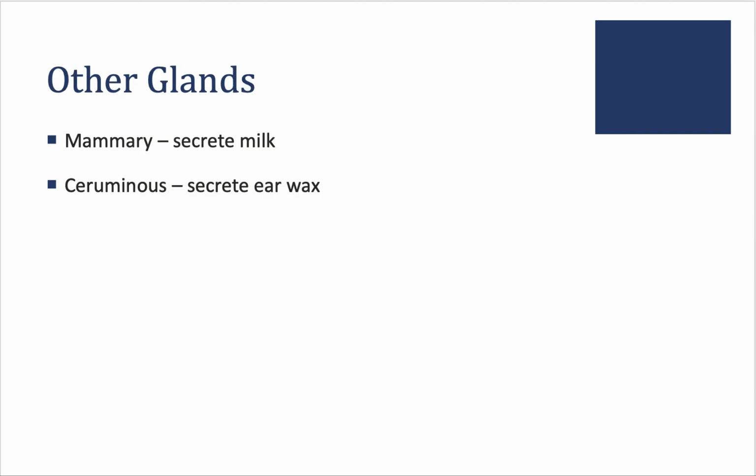And then lastly, in addition to our sweat glands and our sebaceous glands, we do have two other types of glands that are exocrine glands within the integumentary system. There are the mammary glands, which secrete milk, and the ceruminous glands, which secrete earwax. We're not going to go into more detail with those, but you should know that they are also glands within the integumentary system.